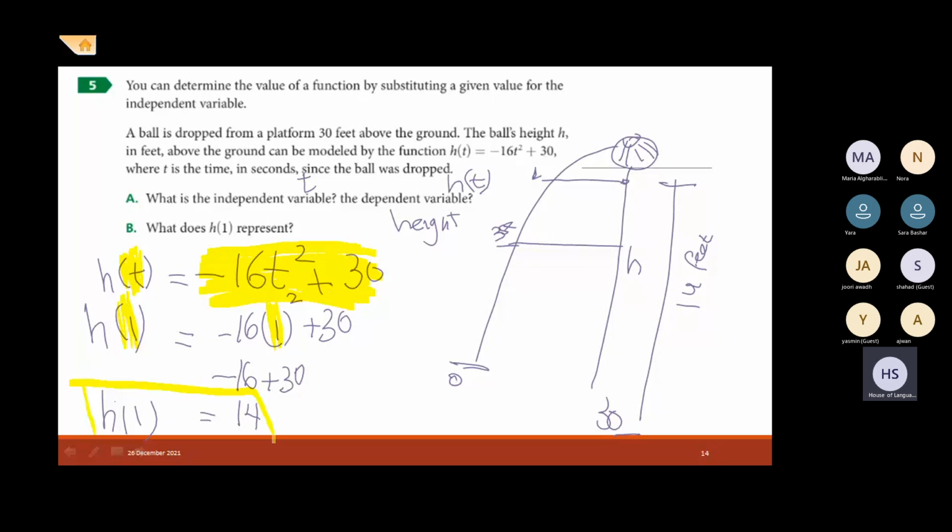It means that here's my ball. When it's thrown down, after 1 second, its height is 14 meters. Oh, 14 feet, sorry. So, do you have any question?